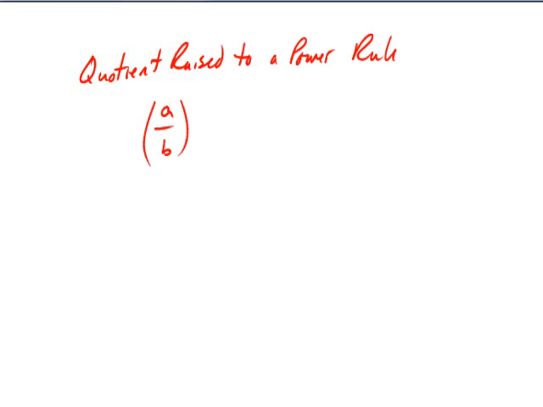And the last rule I want to talk about is the quotient raised to a power rule, which looks a lot like the products raised to a power rule, in which I have some quotient, a over b, where b can't be 0. If that's raised to the nth power, then we could write that as a to the n over b to the n, in which each part of that fraction is raised to the nth power.